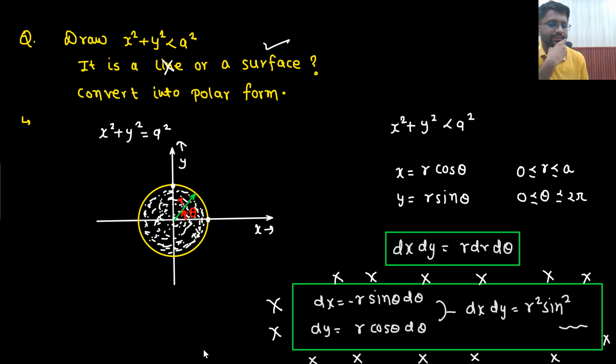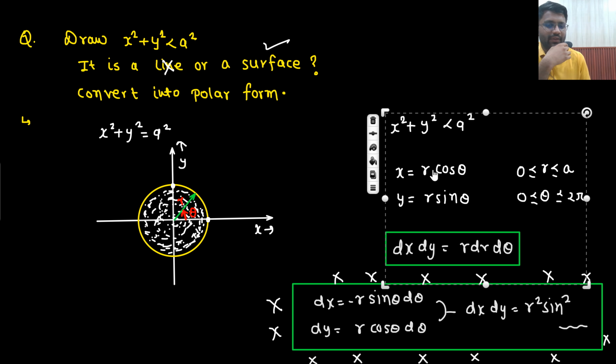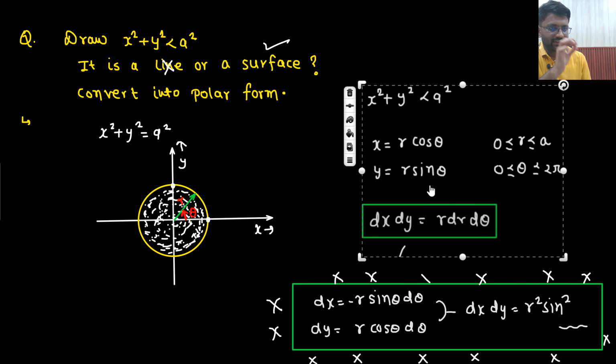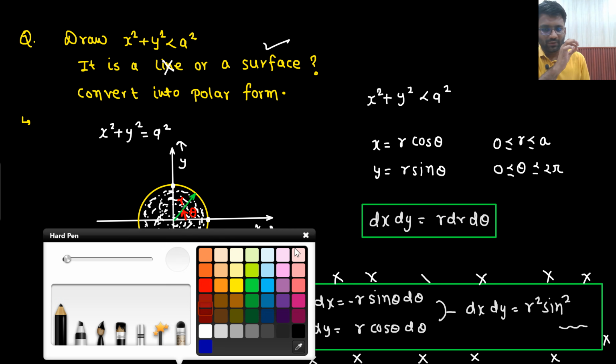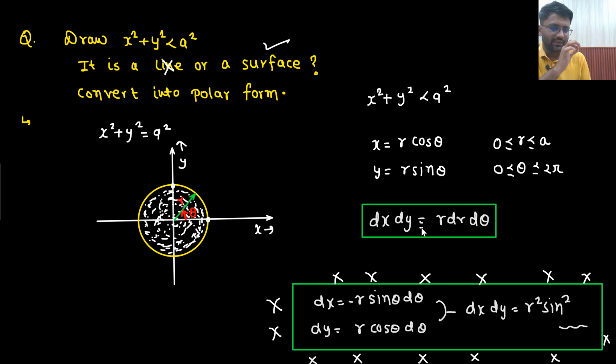Understandable? Is that clear? So this much process should be clear to you. Where we are interested in the surface, are we interested in the surface, or are we interested in the line? When we are interested in the surface, we need to care about the surface. dx dy would be replaced with r dr dθ. And why it would be replaced with r dr dθ, that also I have told.